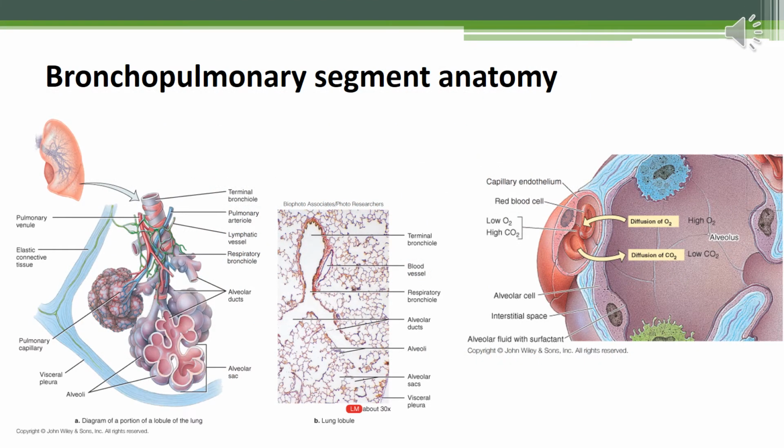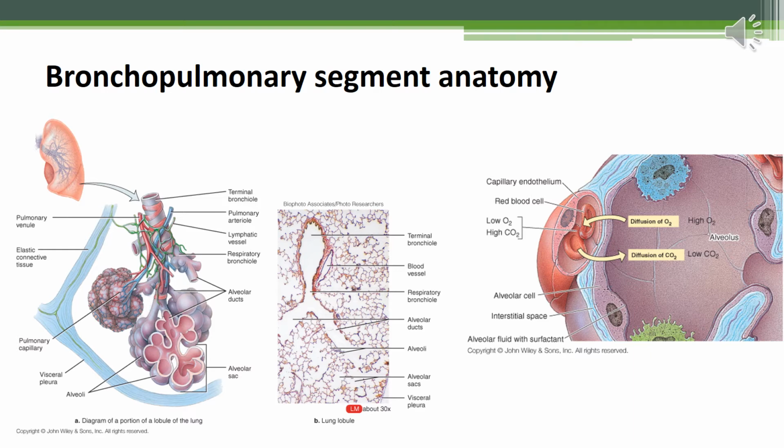Here's the anatomy of a bronchopulmonary segment in the lungs. And as you can see, like I said, it looks like a bunch of grapes. And within this pulmonary segment are these little cups that are actually, well, they look like grapes. And it's in the membranes of these grapes, or alveoli, that the actual gas exchange occurs.